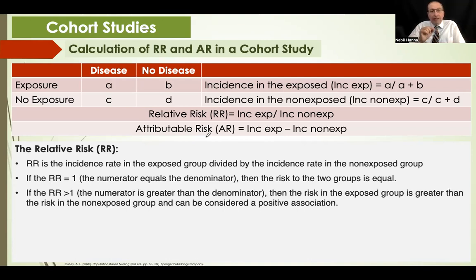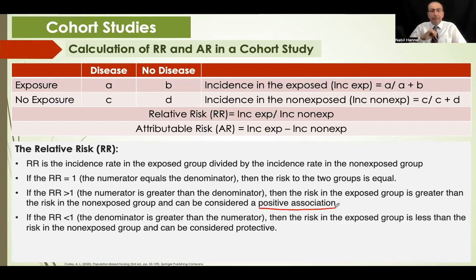But if the relative risk is more than 1, which means the numerator is greater than the denominator, then the risk in the exposed group is greater than the risk in the non-exposed and can be considered a positive association. So that's a positive association. Now you know that that exposure is related to the outcome.